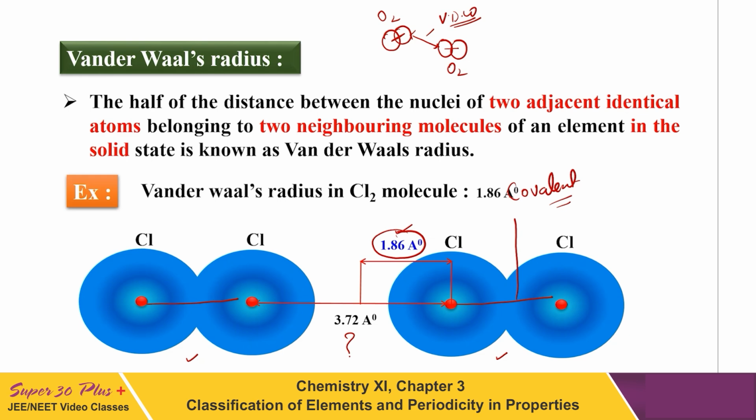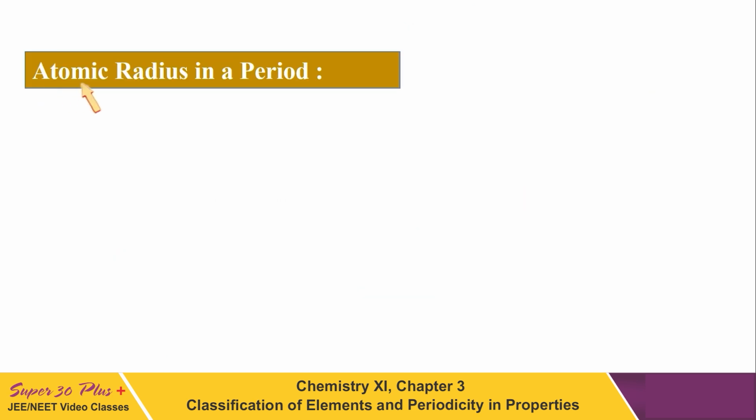I hope you understand what is covalent radius, metallic radius and van der Waals radius. Now what about the atomic radius in a period? What happens with the atomic radius in a period?